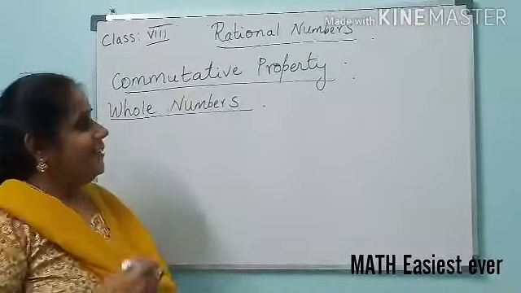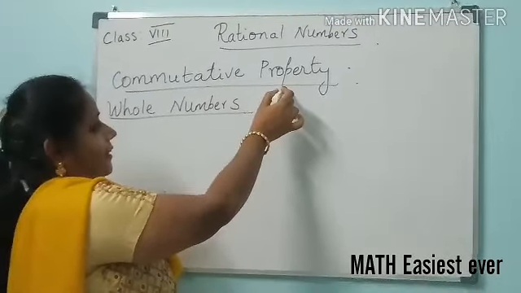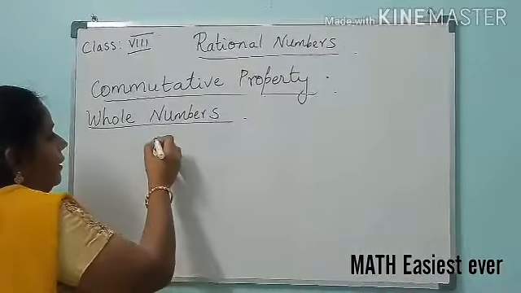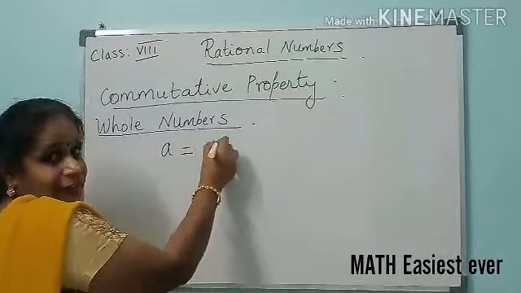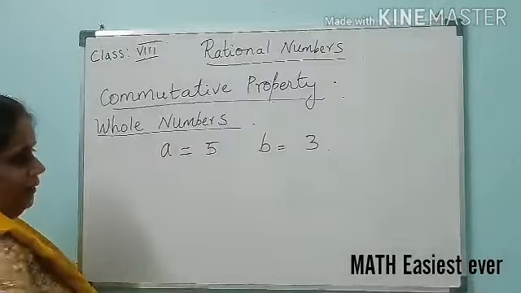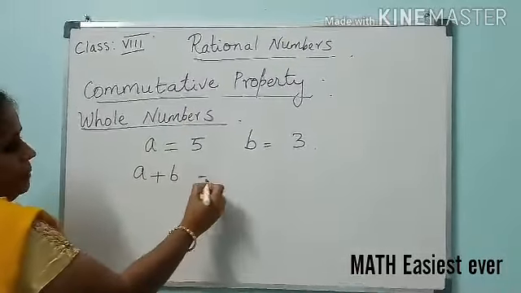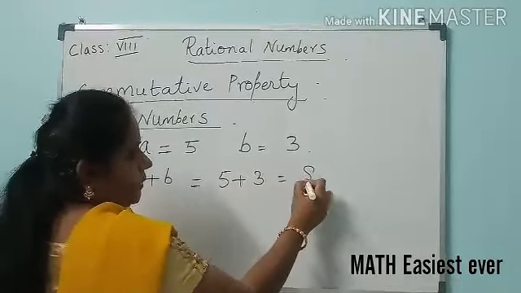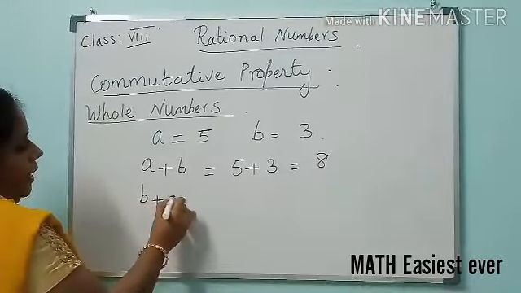Hi students, today let's learn the commutative property for whole numbers. Now I'll take whole numbers a equal to 5 and b equal to 3. What is a plus b? A plus b is 5 plus 3, that's 8.